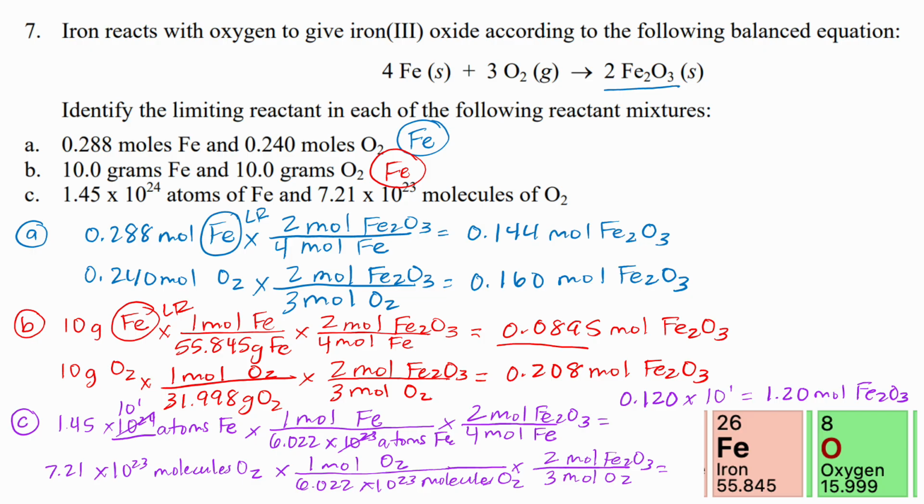Now let's do the same thing for our bottom equation. So I have 7.21 divided by 6.022 multiplied by 2 and then divided by 3. That gives me 0.798. And then looking at my exponents, those are completely gone. So I'm just left with 0.798 moles of Fe2O3. And since this number is smaller, that means O2 is my limiting reactant for C.